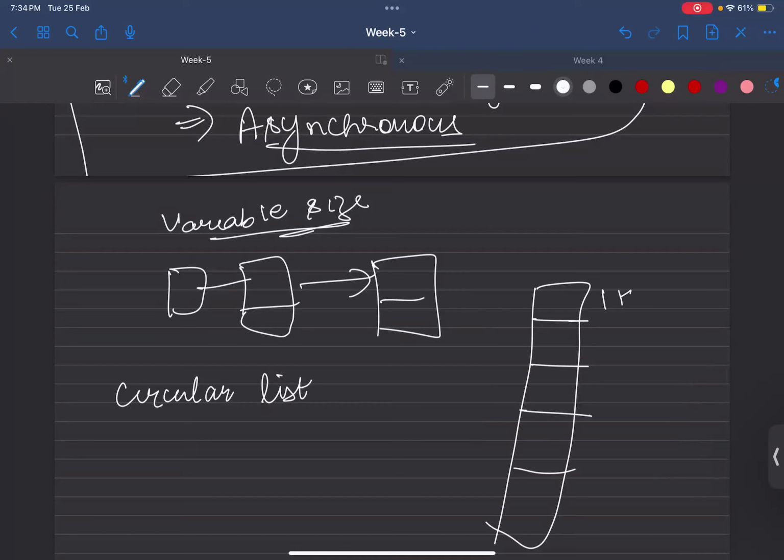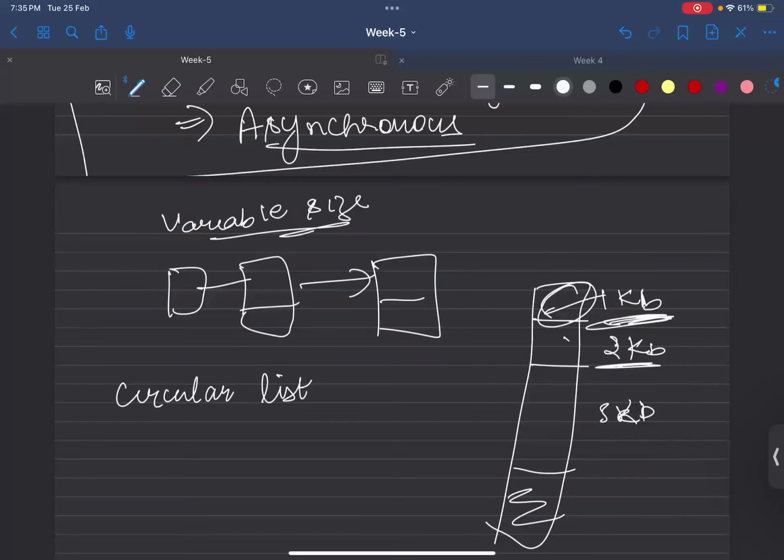Suppose this is 1 KB, this is 2 KB, this is 5 KB, this is unused. So whichever segment is lesser than 1 KB, they'll be here, 2 KB, they'll be here. So this is basically the buffer pool, which gives better memory utilization, and whenever the connections are so heavy, we are having a single large size buffer, and this is the way they are basically organized.